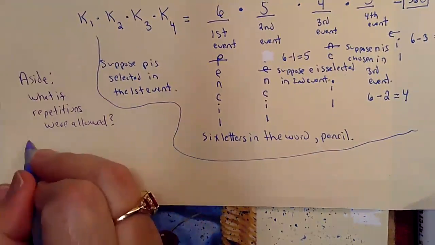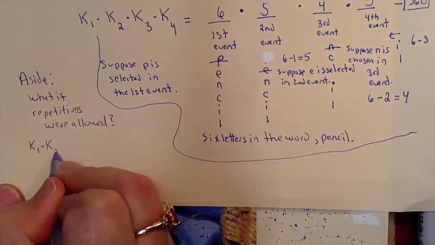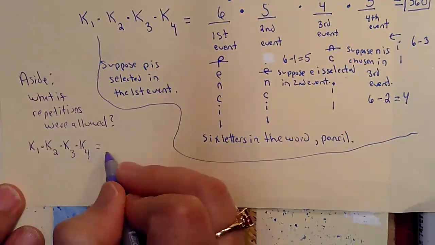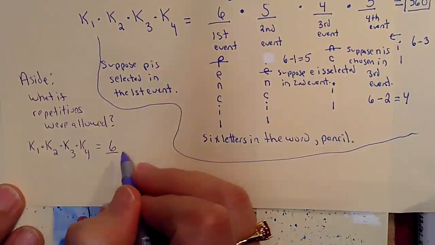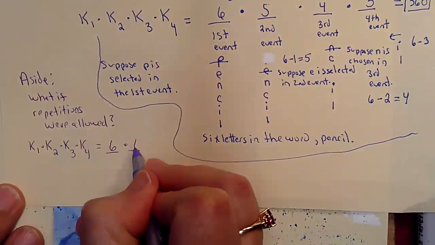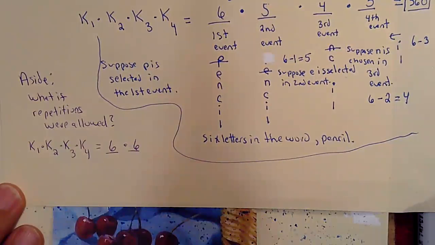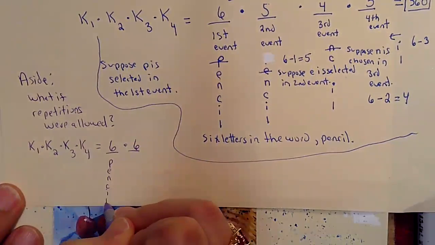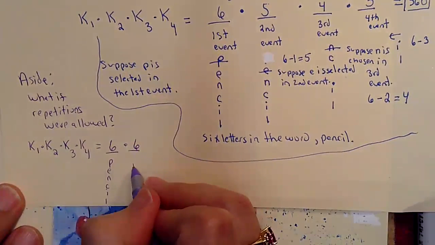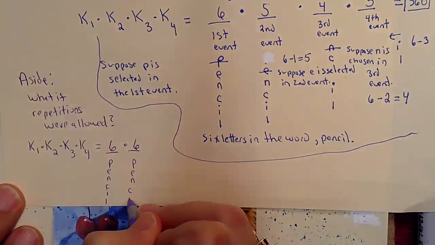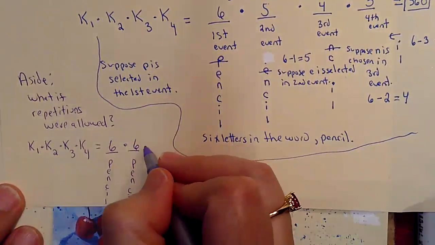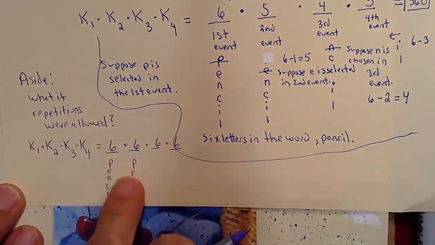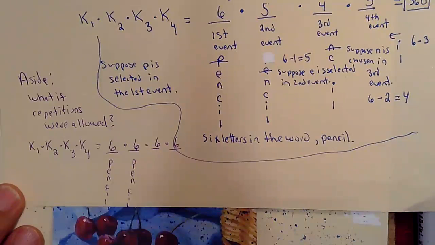So you would have K1 times K2 times K3 times K4. And the first one, you'd have 6 choices. And then the second one, you'd also have 6 choices because they can all repeat. So you have P, E, N, C, I, L. And if you use P, you can use it again. P, E, N, C, I, L. So this is 6, and then again, and then again. So if it can repeat, these are going to be 6's here.